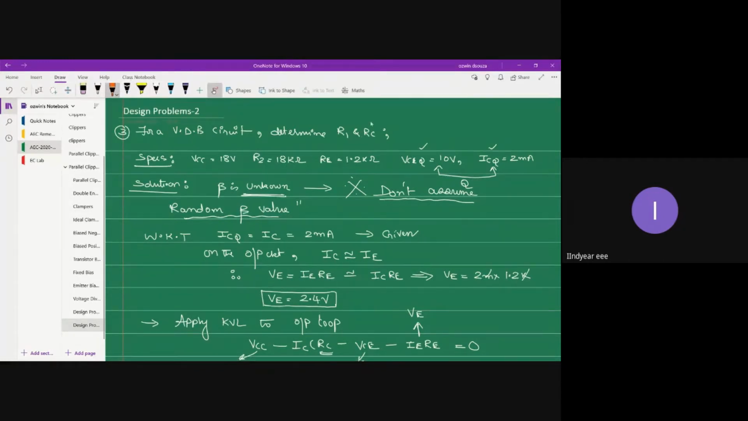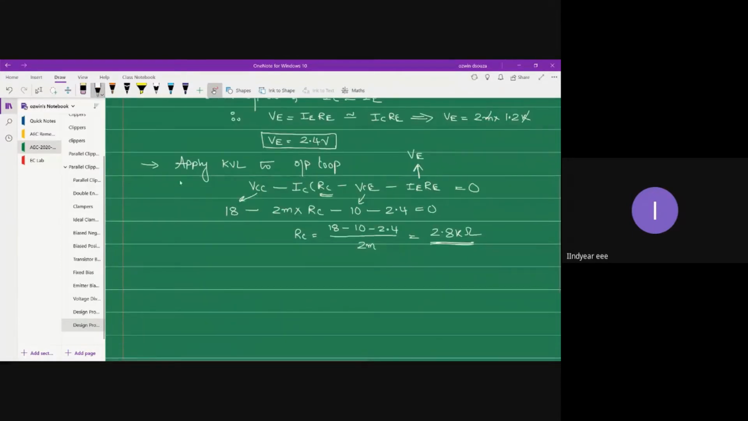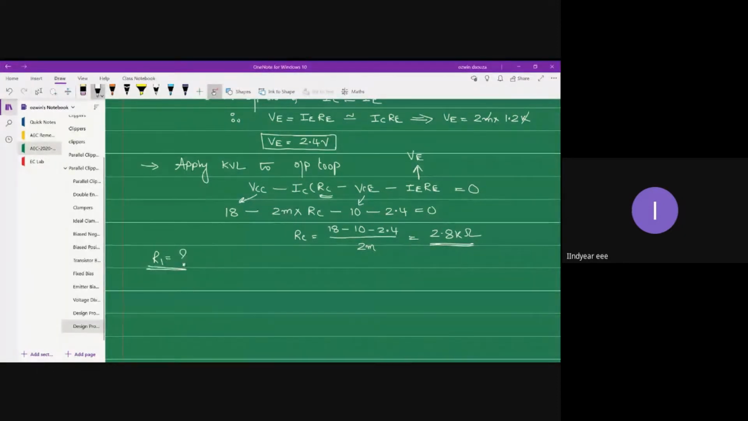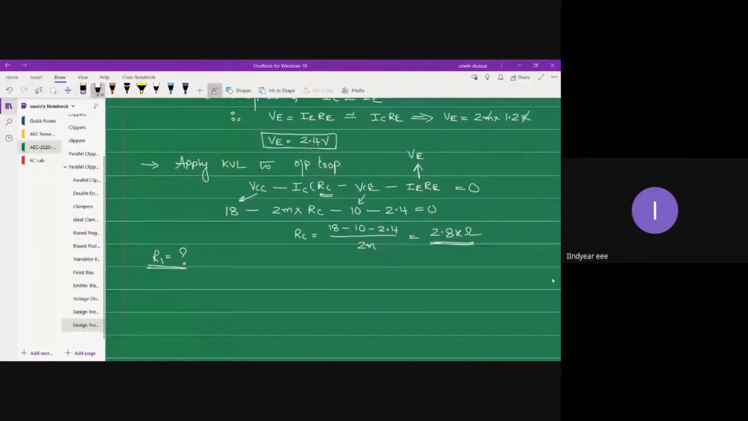So you can go to the main circuit and just strike off RC, which you have already found. All right, fine. Now let's find out R1. How will you find R1? To find R1, we need to go to the input loop. Correct? So to find R1, you can use the equivalent circuit. In the previous class, I think I have discussed this.